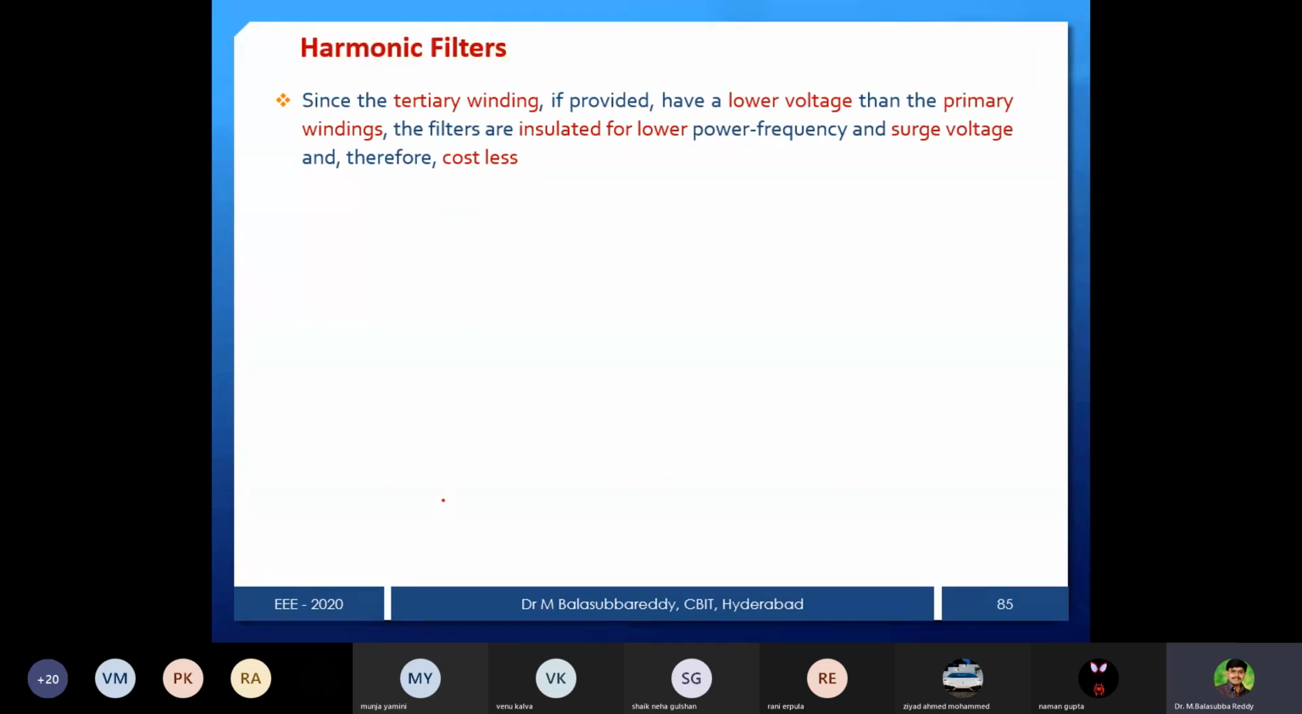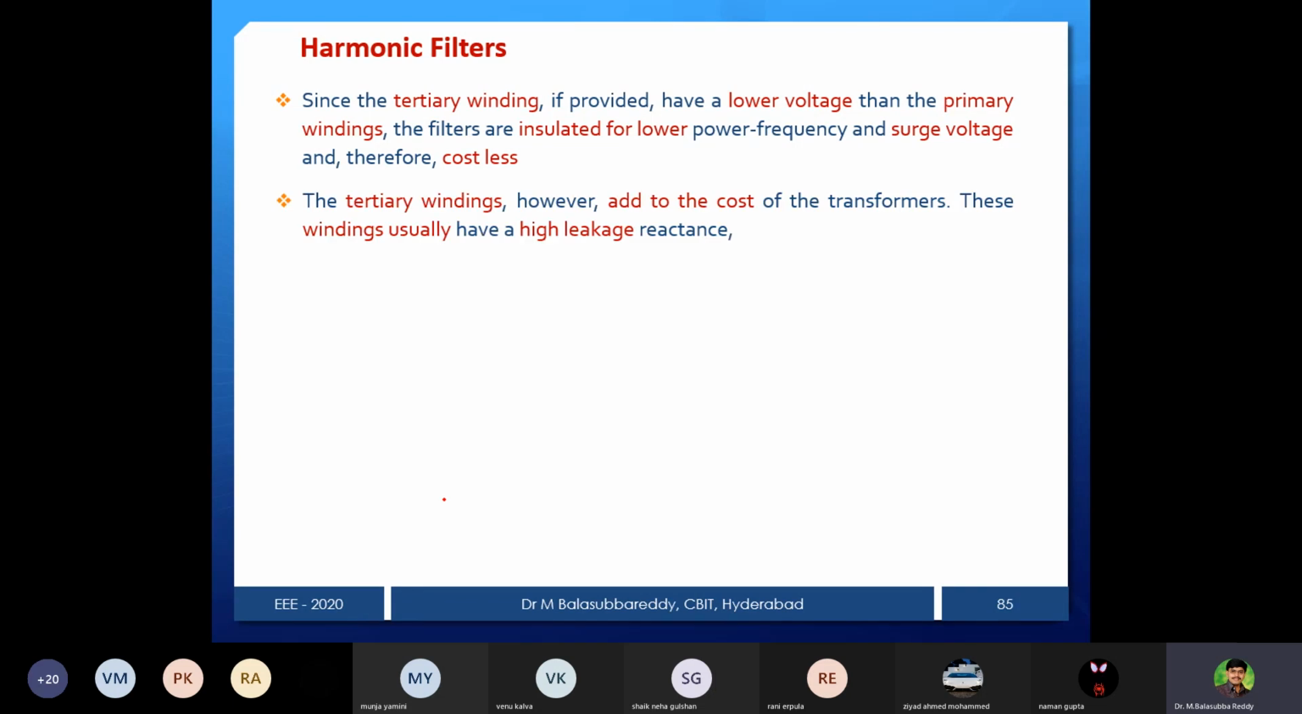Since the tertiary winding has a lower voltage than the primary winding, we cannot use up to that much voltage level. This purpose is entirely different. That's why this winding has only lower voltages than the primary winding. The filters are insulated for the low power frequency and surge voltages, and therefore the cost will be less. The tertiary winding, however, adds to the cost of the transformer.